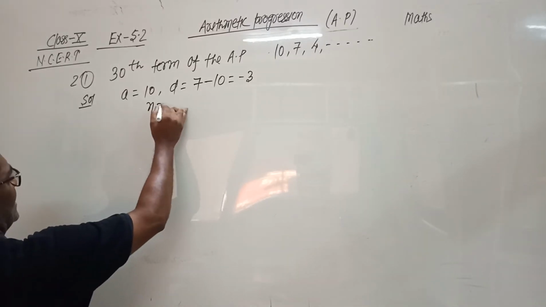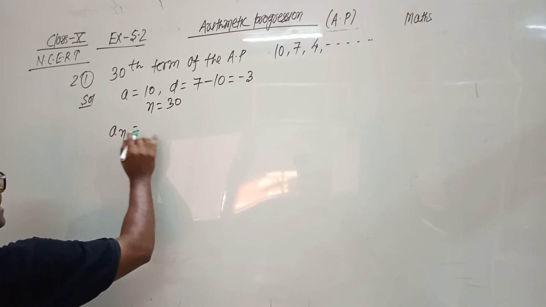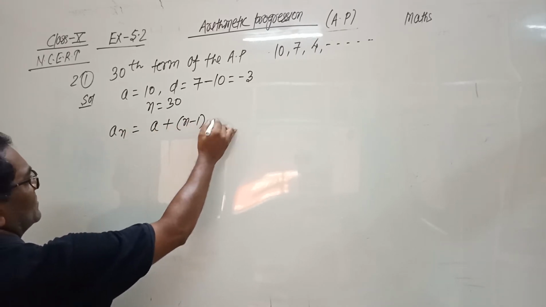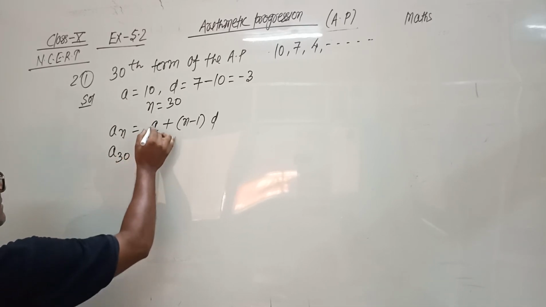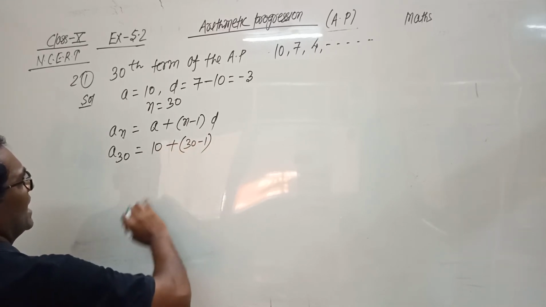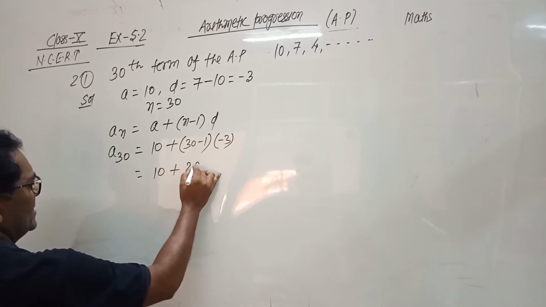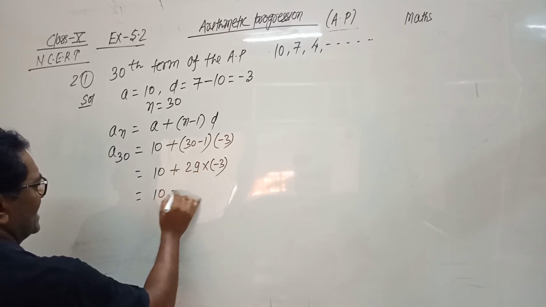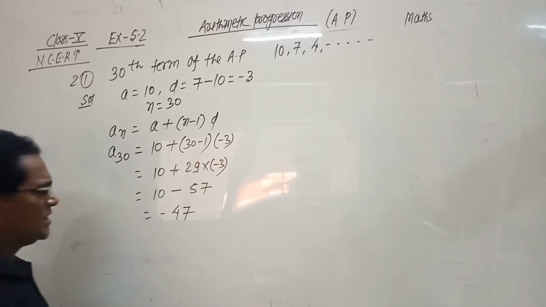And the value of n is 30. We have to find a30. So we write the formula for an: a plus n minus 1 into d. At the place of n we write 30, the value of a we put 10, n minus 1 is 30 minus 1, and the value of d is minus 3. So we get 10 plus 29 into minus 3, so 10 minus 87. The result is minus 77.